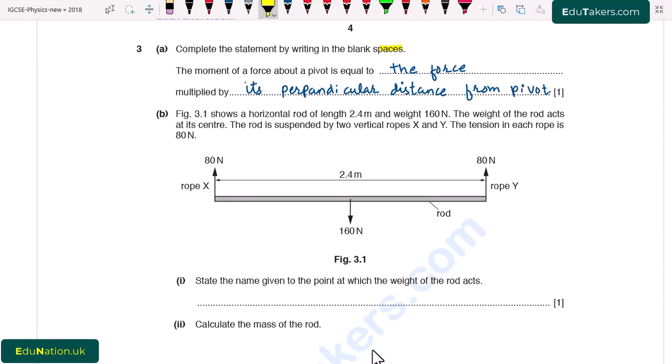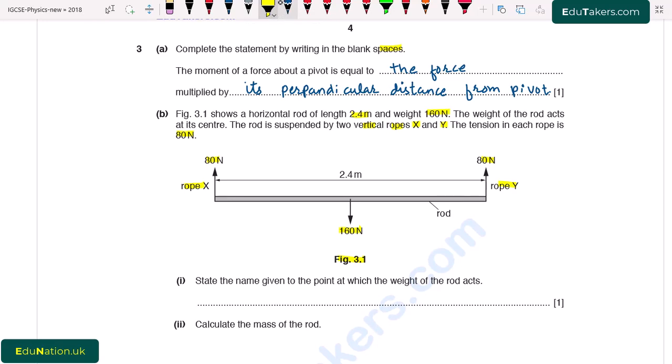Part B. Figure 3.1 shows a horizontal rod of length 2.5 meter and weight 160 Newton. The weight of rod acts at its center. The rod is suspended by two vertical ropes X and Y. The tension in each of the rope is 80 Newton. So here is a figure 3.1. The weight of this horizontal rod is acting in downward direction and it is equal to 160 Newton. And there are two ropes X and Y and it is 80 Newton and 80 Newton.